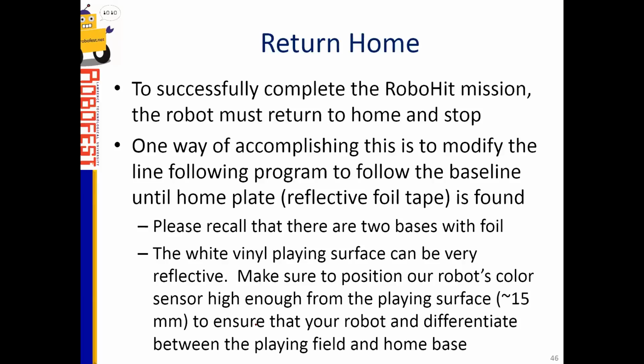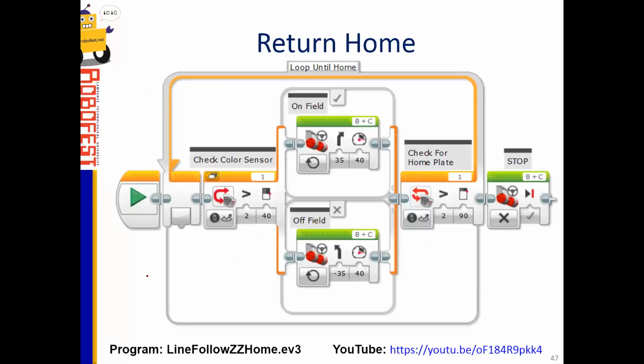The other thing to pay attention to is we will be using a white vinyl playing surface. It's very white, it's shiny, and the silver tape is also pretty shiny. So to make sure that your robot can distinguish the distance here, we found that if you leave about 15 millimeters or 1.5 centimeters distance between the bottom of your sensor and the playing field, that allows for the light differences to show up between the playing field and the silver tape. So here is a thing we've got going on. So line follow ZZ home, and let's look at that as a video.